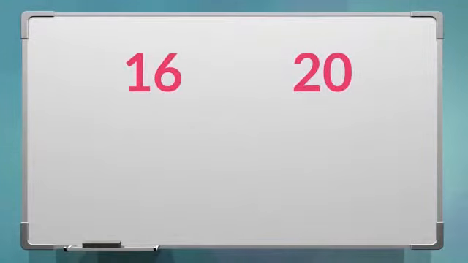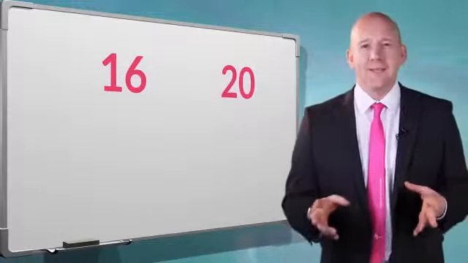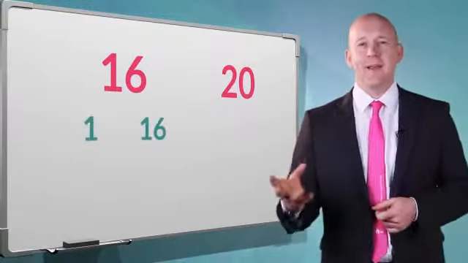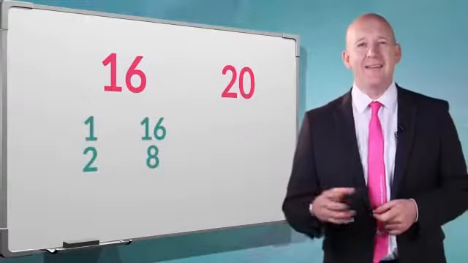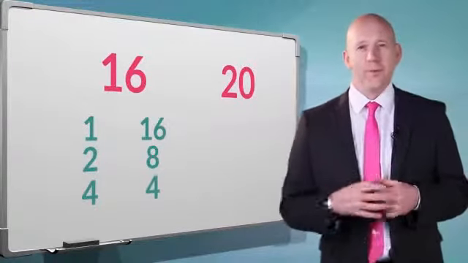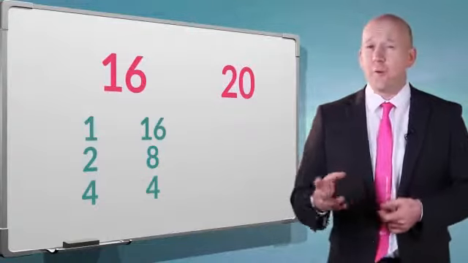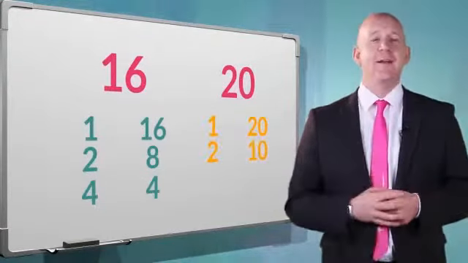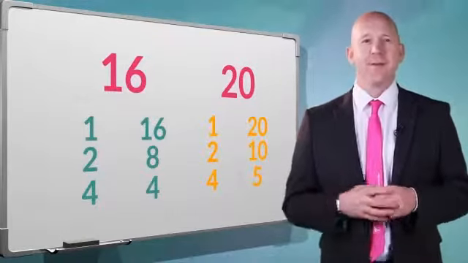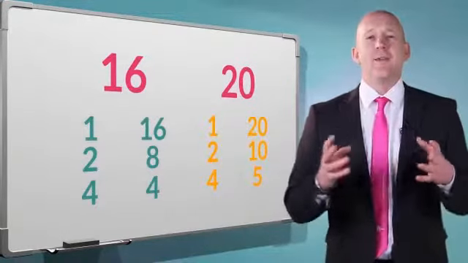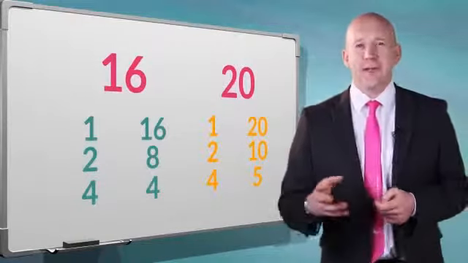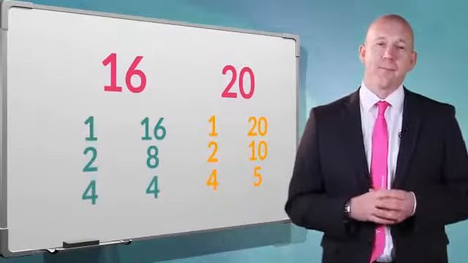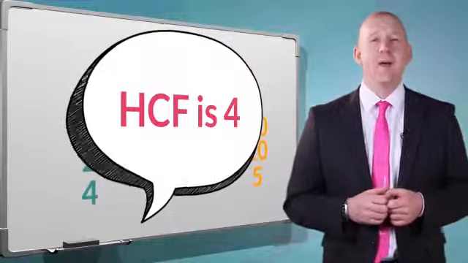So if we have these two numbers, let's find some factor pairs that go into them. Starting with 16, we have 1 and 16, 2 and 8, 4 and 4. That's it. For 20, we have 1 and 20, 2 and 10, 4 and 5. That's all. So now let's look for the highest number that's common to both lists. That would be 4. So 4 is the highest common factor.